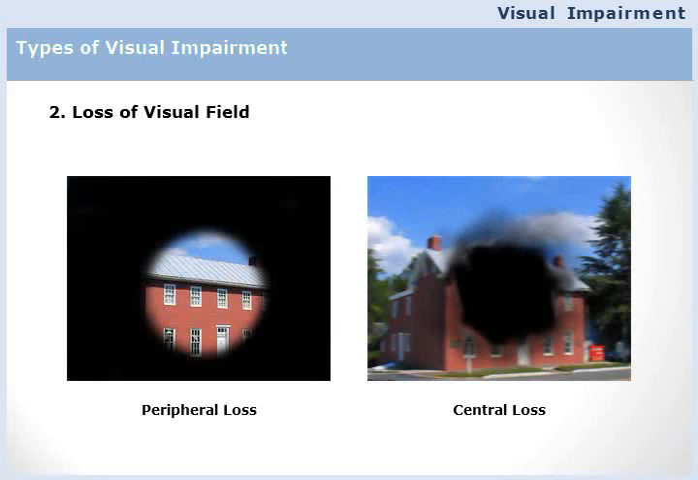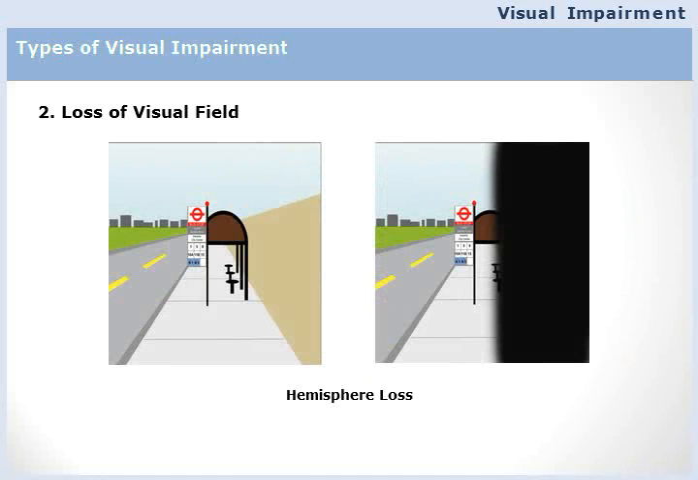Besides loss of visual acuity, there could be loss of visual field. As I mentioned earlier, for a sighted person, the visual field is 180 degrees. But a person with visual impairment could be only able to see in the center and not on the sides. That is called peripheral loss. Or he could be able to see on the sides but not in the center. That is central loss. Many a times they are able to see half, which we call hemisphere loss. It could be that the person is able to see the upper half or on the sides.